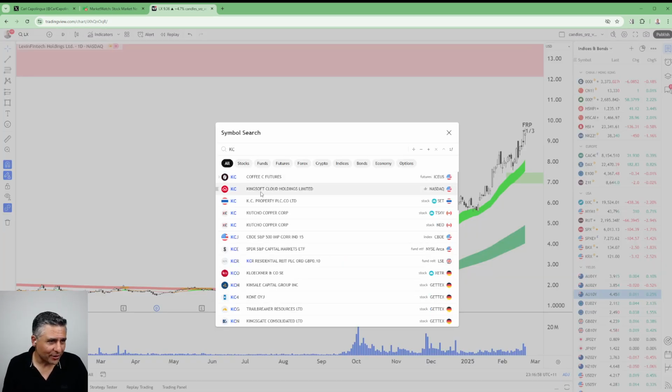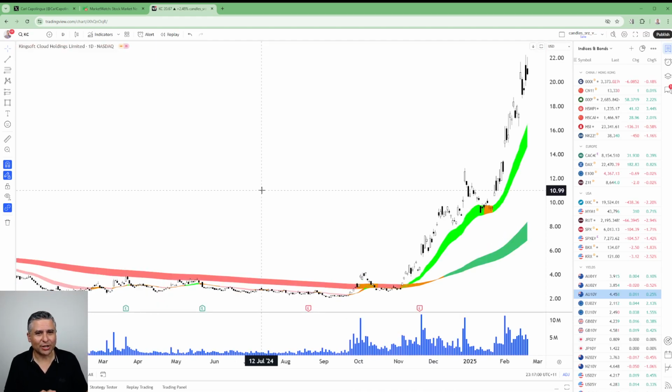It could be coffee, but I don't think it's coffee. I think it's Kingsoft Cloud Futures. I know coffee's been doing pretty well. This one, again, another very strong trend. I'm just a little bit concerned about the last couple of candles there.